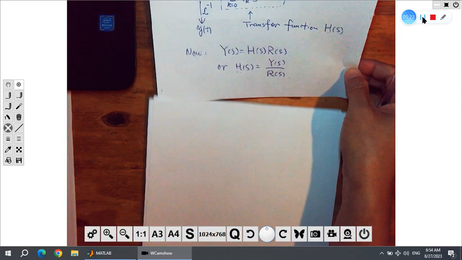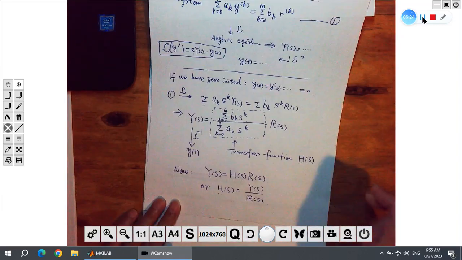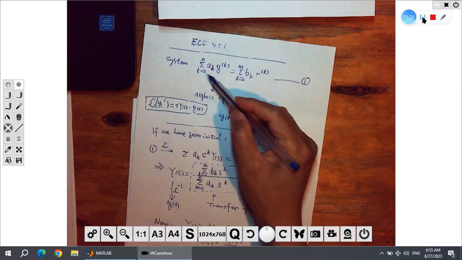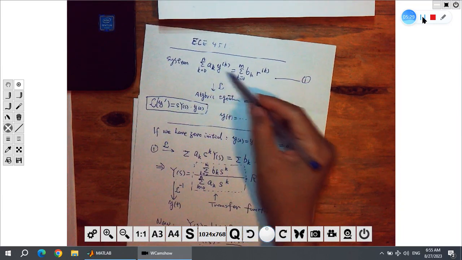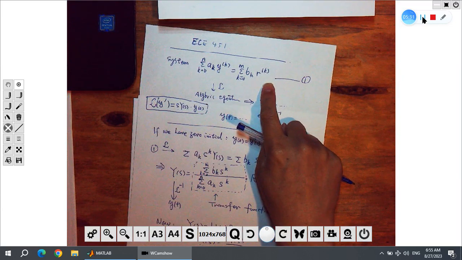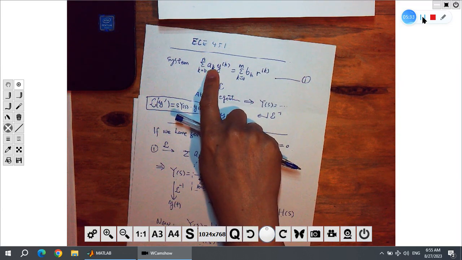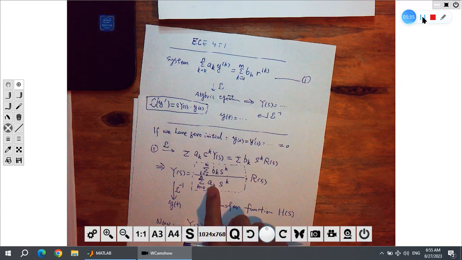And for the transfer function, you can just start from the system equation. You know these coefficients, right? You put them here: a_k, b_k.